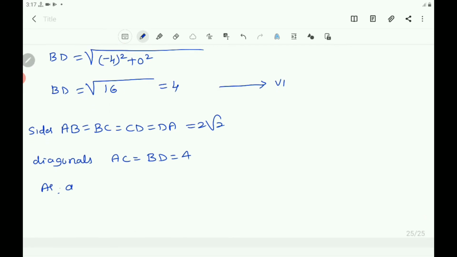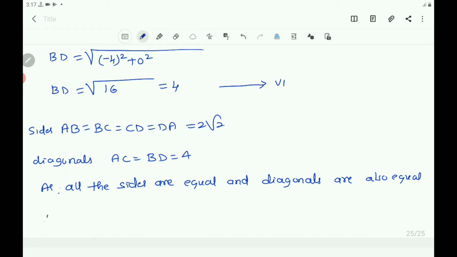As all the sides are equal and diagonals are also equal. Therefore ABCD is a square. It is a quadrilateral and it is a square.